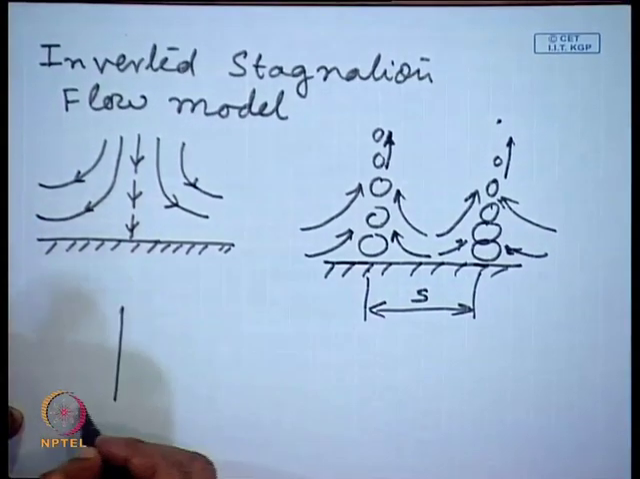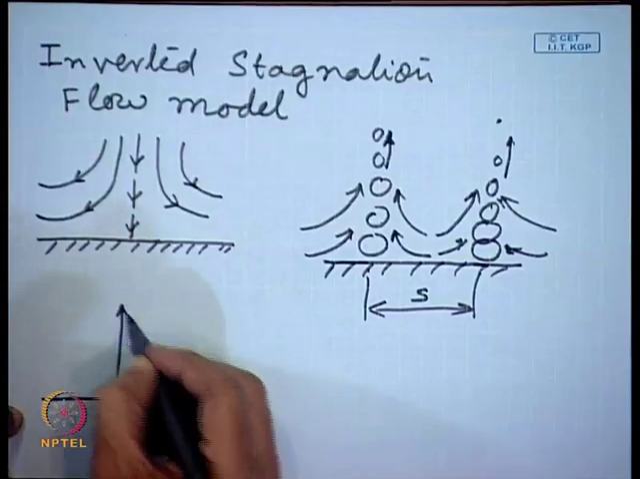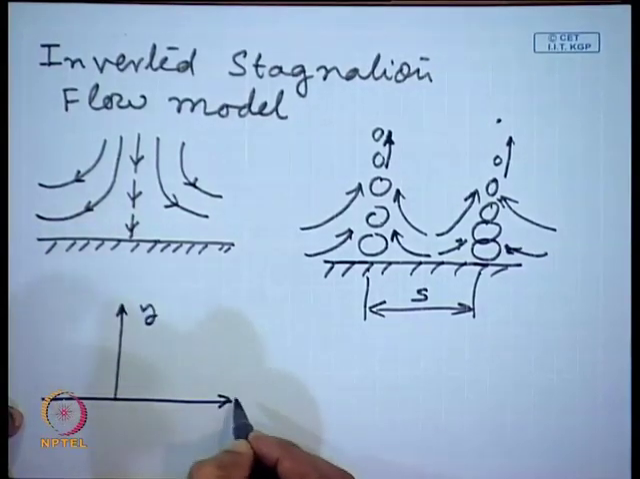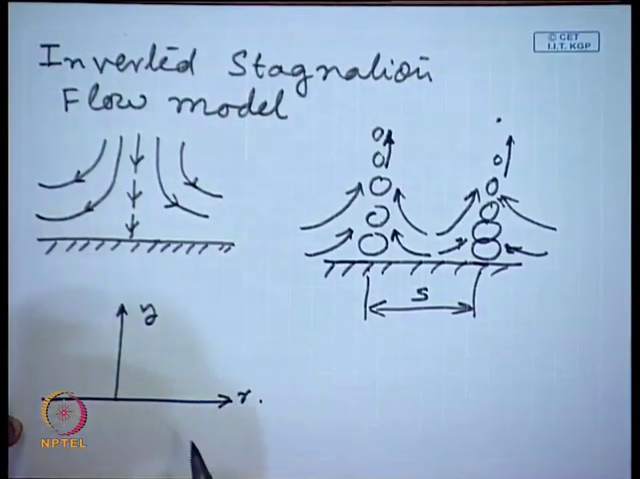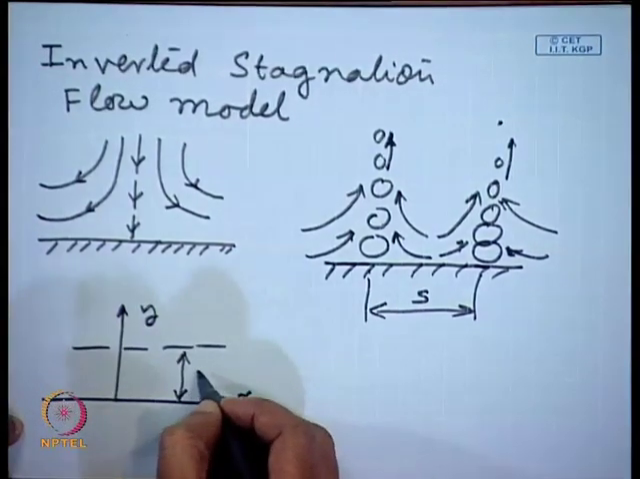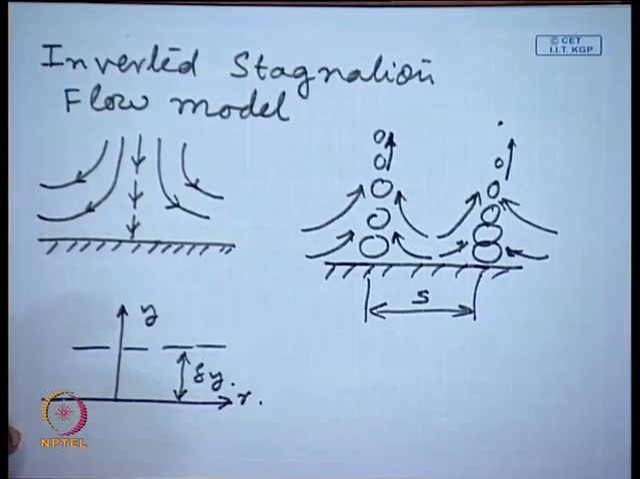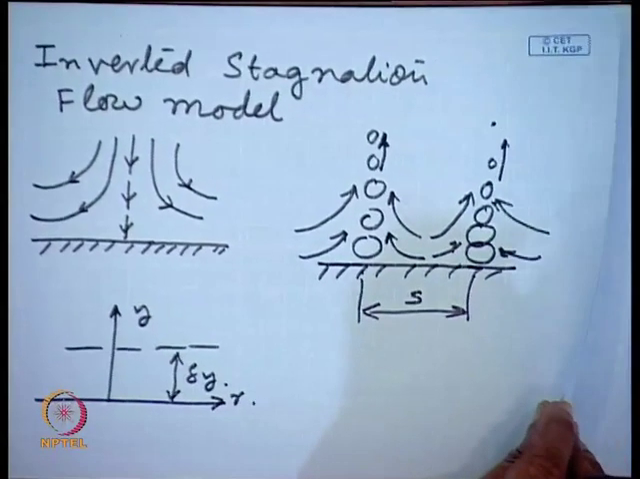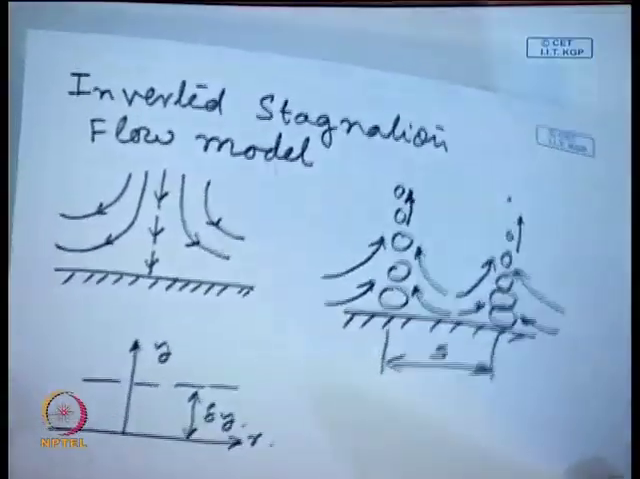So, we can think of some sort of idealization. This is your y, this is your r direction, and this is your delta y. This is your delta y. Okay. Delta y is the outer edge of the thermal boundary layer. Okay.